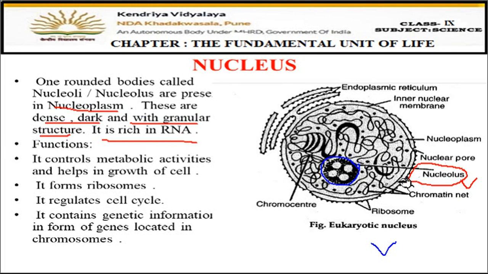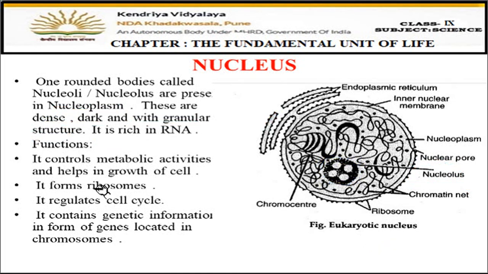So, this is the general structure of the nucleus: it has two layers, outer and inner. Then, in the center, there is a nucleolus. Thread-like structures, chromatins, are present. When the cell divides, chromatin gets changed to chromosomes. And on the outer side of the nucleus, you can see endoplasmic reticulum, which is generally rough endoplasmic reticulum because it has ribosomes present on it.